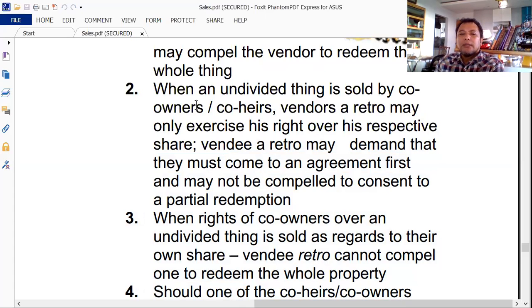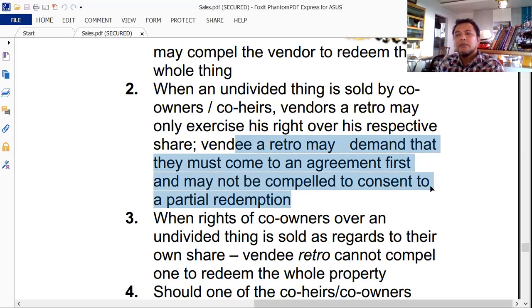So when an undivided thing is sold by co-owners or co-heirs, the buyer a retro, meaning the buyer who is bound to the redemption, the legal redemption rights of the co-heirs, may only exercise his right over his respective share. A buyer a retro may demand that they must come to an agreement first and may not be compelled to consent to a partial redemption. So we're talking about the whole property here, no? Or not the whole property, but a portion.